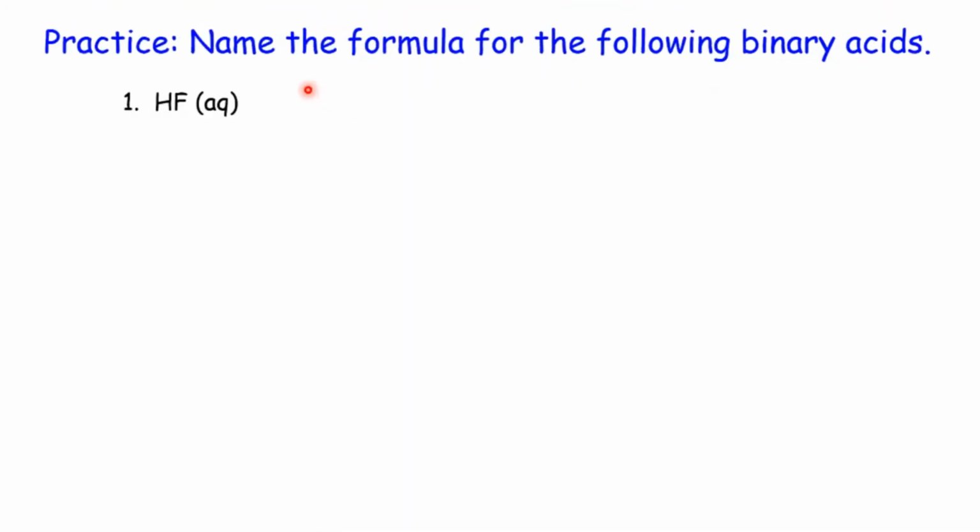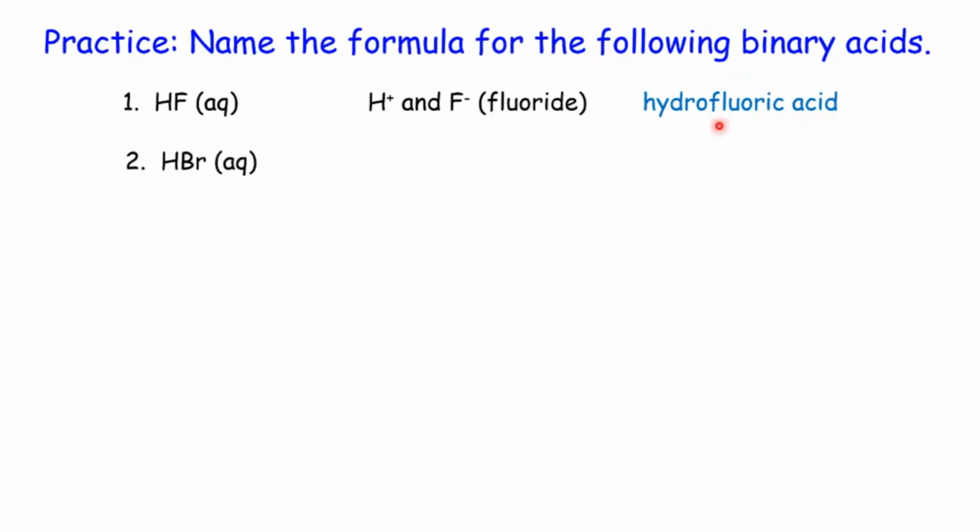Let's do more practice. Name the following binary acids. HF, AQ means an acid, and it's a binary acid. So the 2 ions are H+ and fluoride. Therefore, the name has to start with hydro because it's binary. Hydrofluoric acid. HBr, hydrogen ion and bromide, hydrobromic acid. Remember, you have to use IC as the suffix in binary acids.